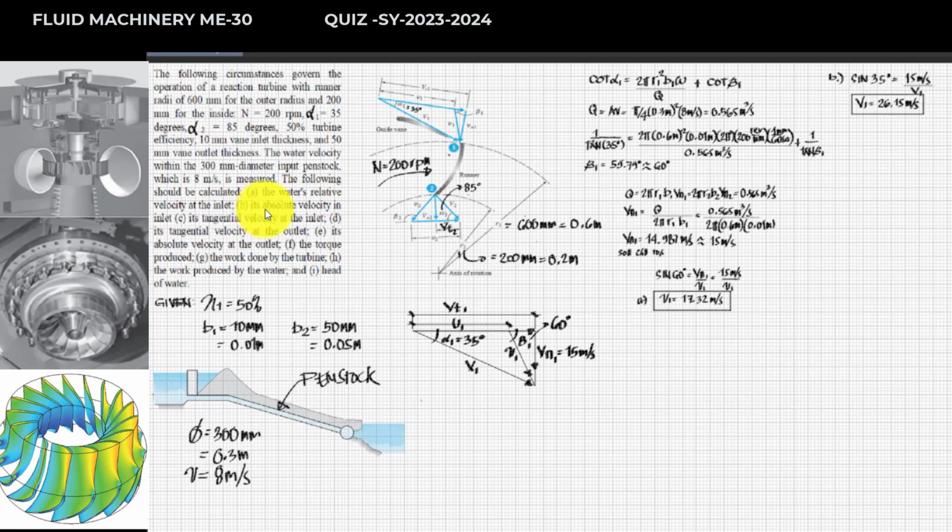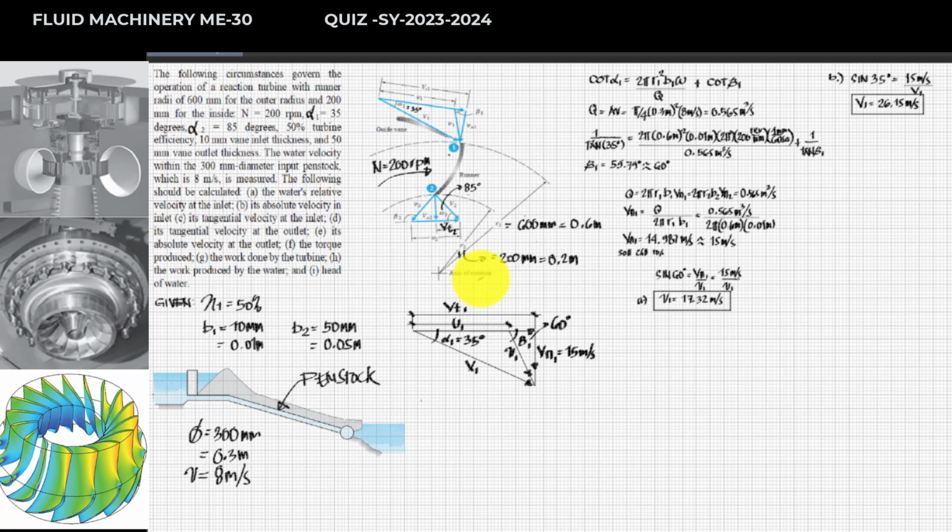Now next, for letter C, the tangential velocity at the inlet. Referring to the velocity triangle, this is the part. This is the side which is adjacent of the right triangle, with reference to the angle of attack, 35 degrees. Initially we need to determine this, which is the sum of your peripheral velocity, u sub 1, plus the other part.